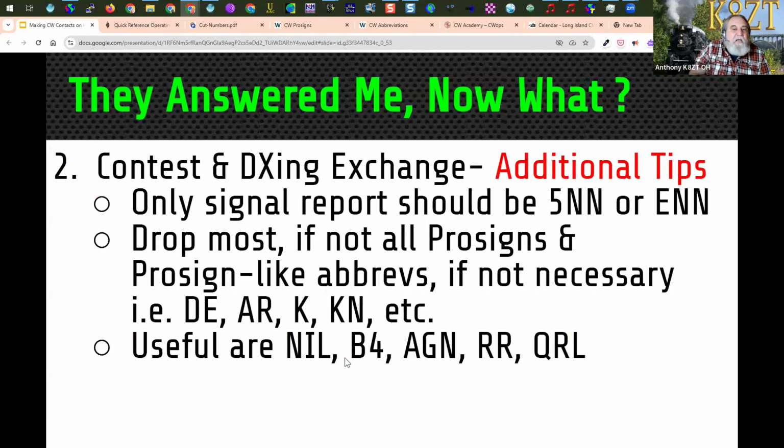On contesting and DXing exchange, some additional tips. The only signal report should either be 5NN or something that just took effect and became popular in the last 2 years. That's ENNN, where they're sending the 5 shortcut number as E. I've been seeing more and more of that in the last 2 years. It really wasn't around before, but now I'm seeing that also.